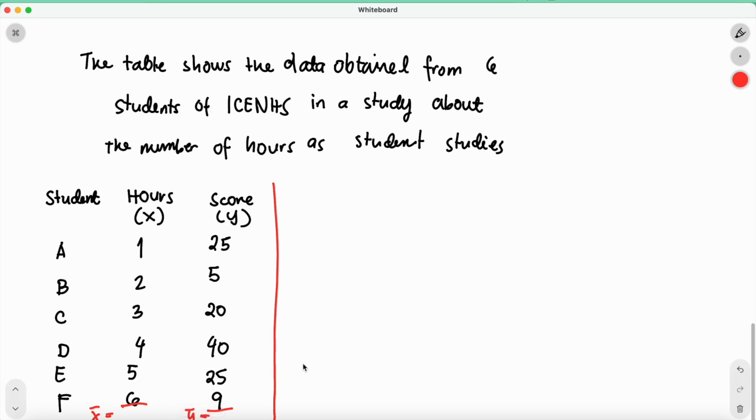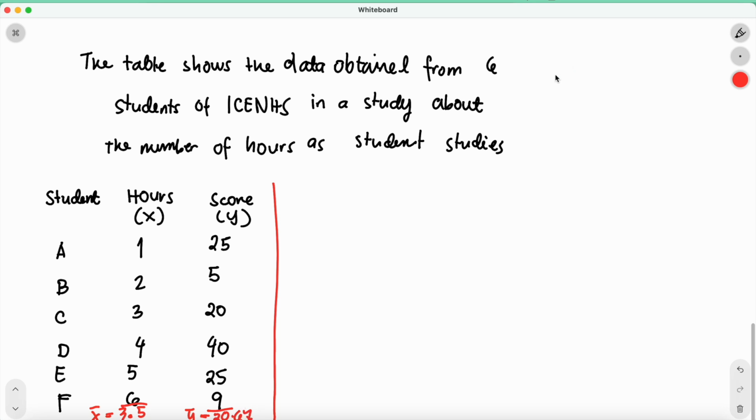Okay, so I'm going to get my calculator. 1 plus 2 plus 3 plus 4 plus 5 plus 6 divided by 6, that is 3.5. And here 25 plus 5 plus 20 plus 40 plus 25 plus 9 divided by 6, that is 20.67.